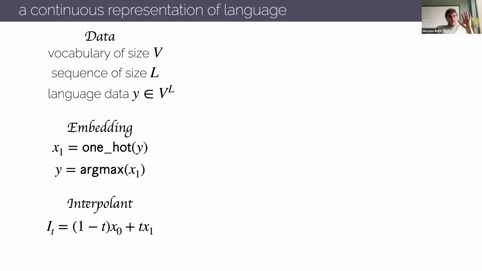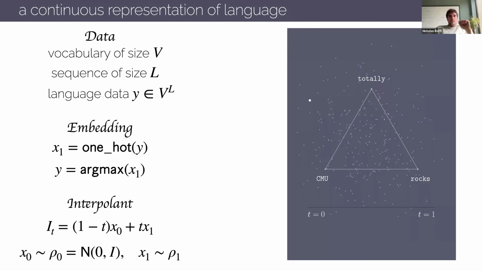Okay, and then I'm going to draw a simple linear interpolant in this space. So I'm going to start from a Gaussian, which is N(0, I), and then I'm just going to interpolate to the target. So this is the picture that you should have in mind. I'm going to use this running example where I have a vocabulary of size 3. So my simplex is just like a triangle, basically. And the vertices are just going to be CMU totally rocks. That's my entire vocabulary. And what you see here is that I start from a Gaussian, and this Gaussian contracts onto the vertices.